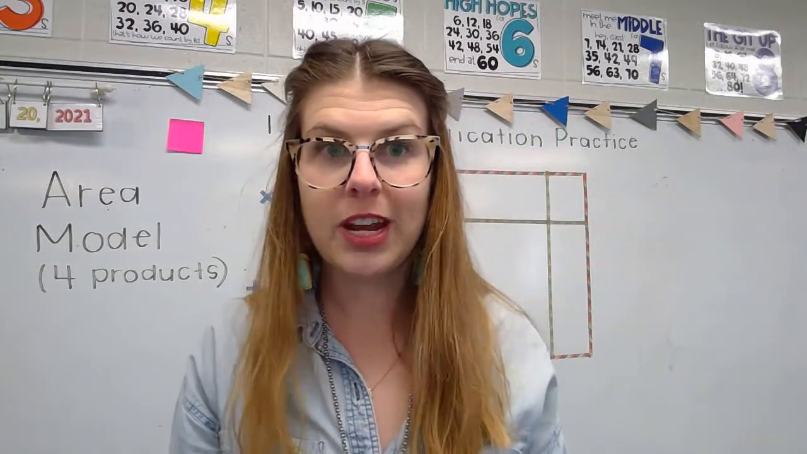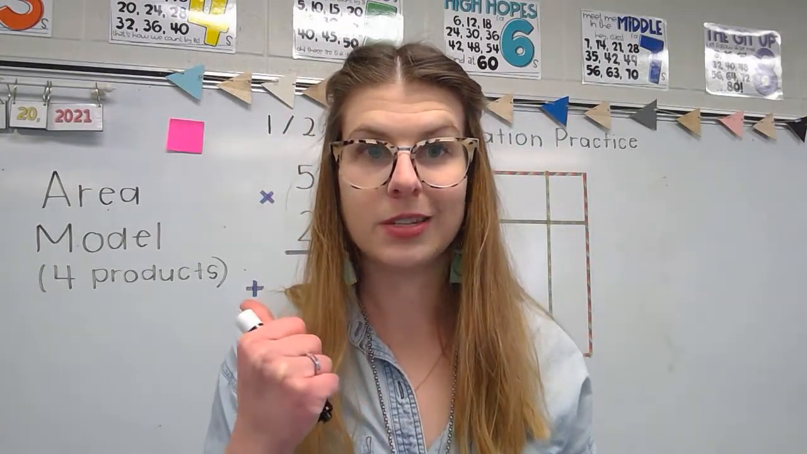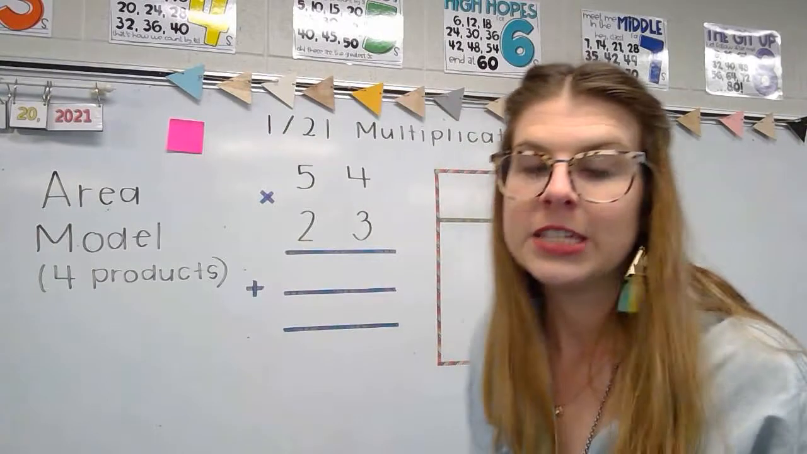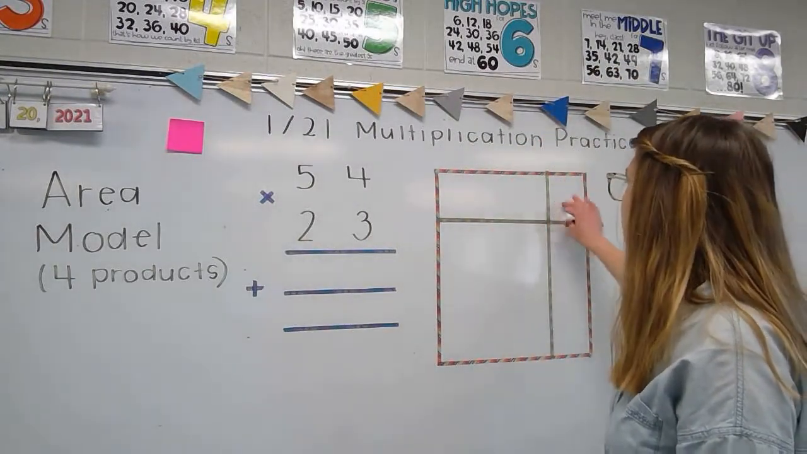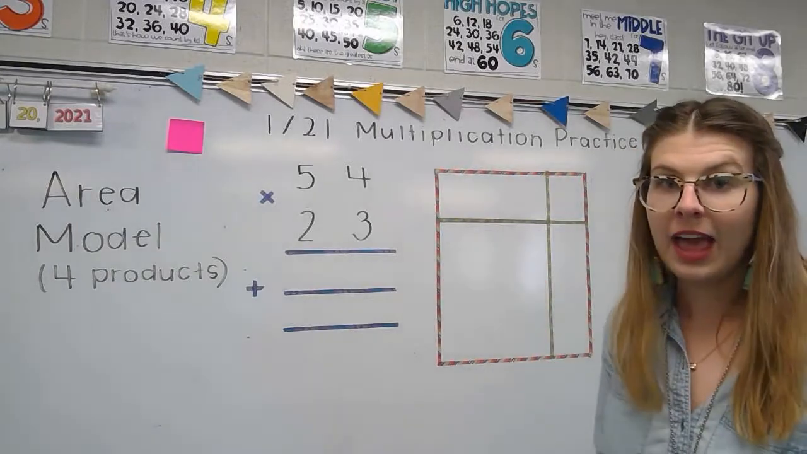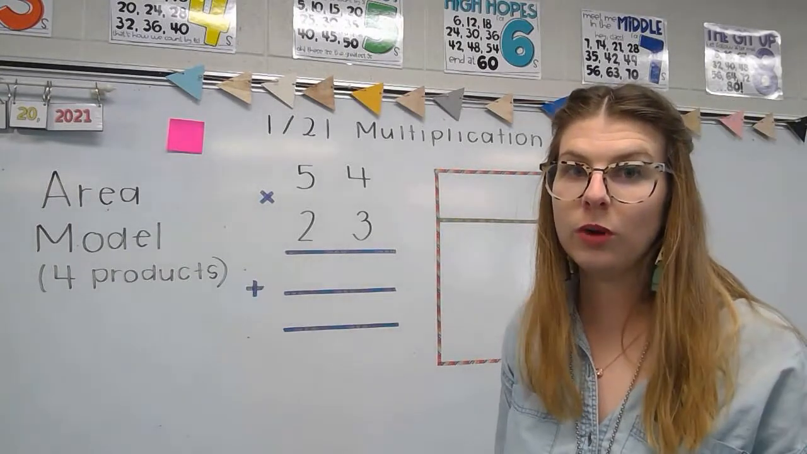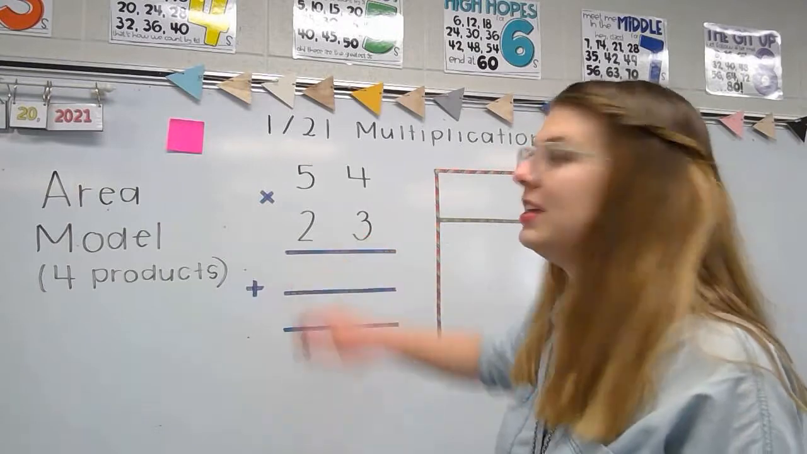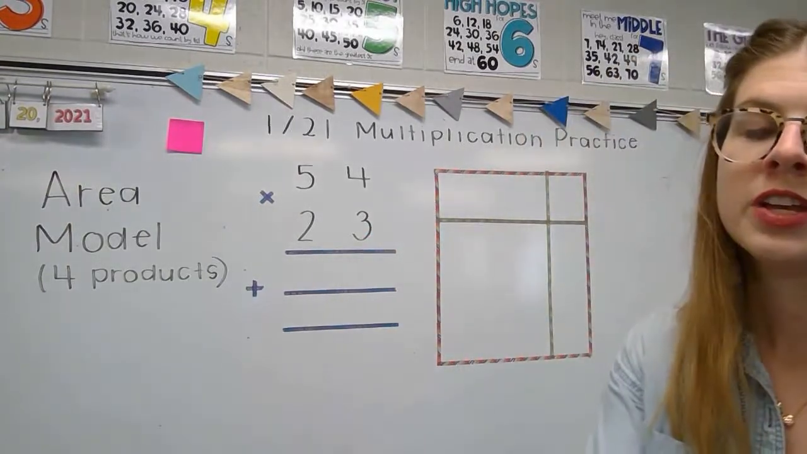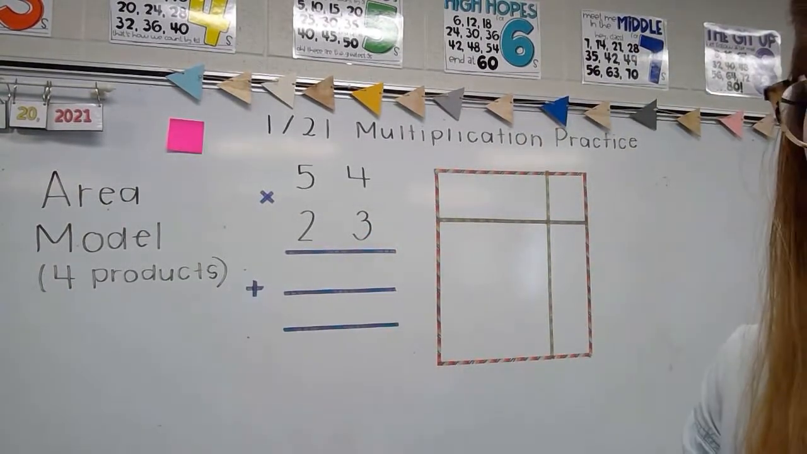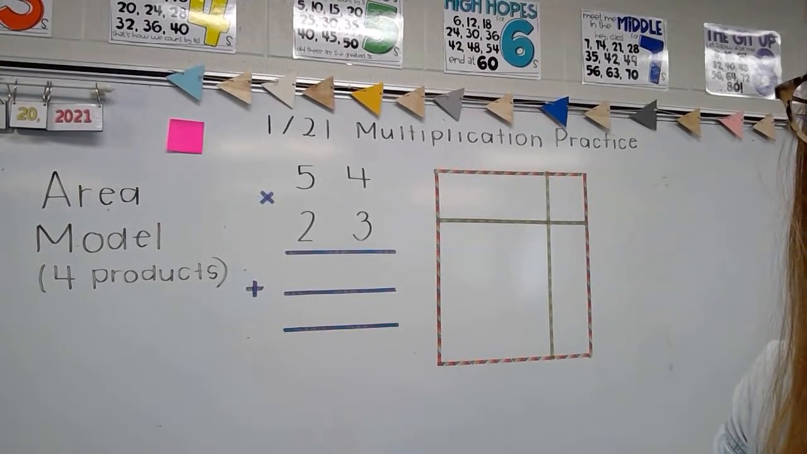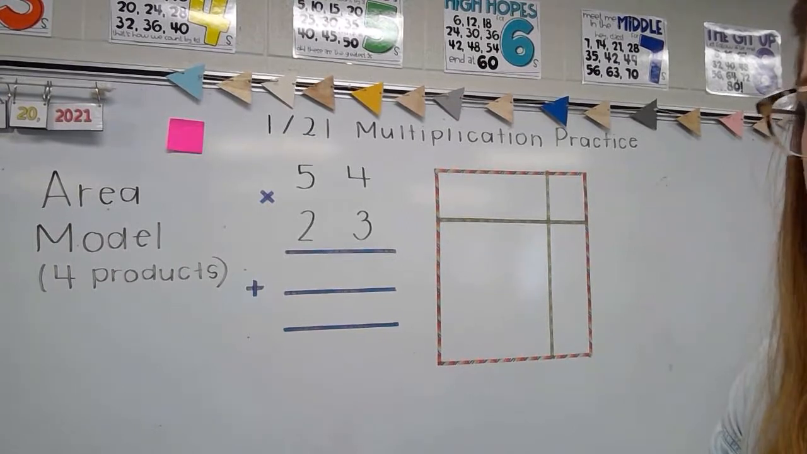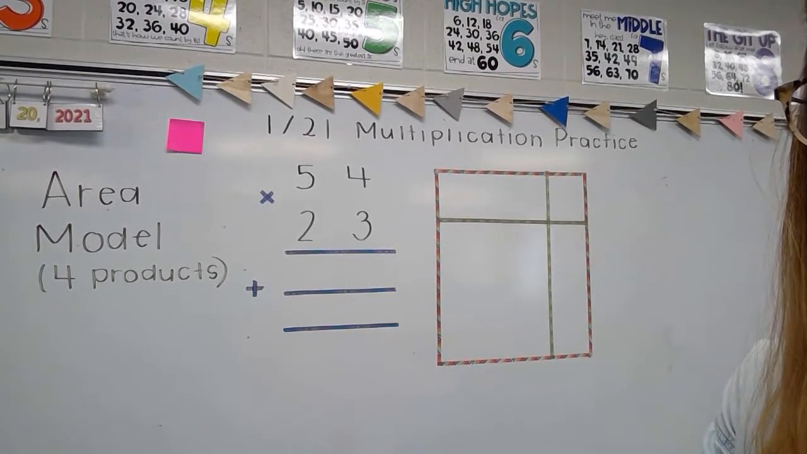So the first method I'm going to start with, you can see right here next to me, is the area model, specifically the area model where we're adding up 4 partial products. And we're going to model the area model with 4 products using this sentence right here. So take a moment and in your notebook, draw an area model where you have 4 separate compartments and the number sentence 54 times 23.